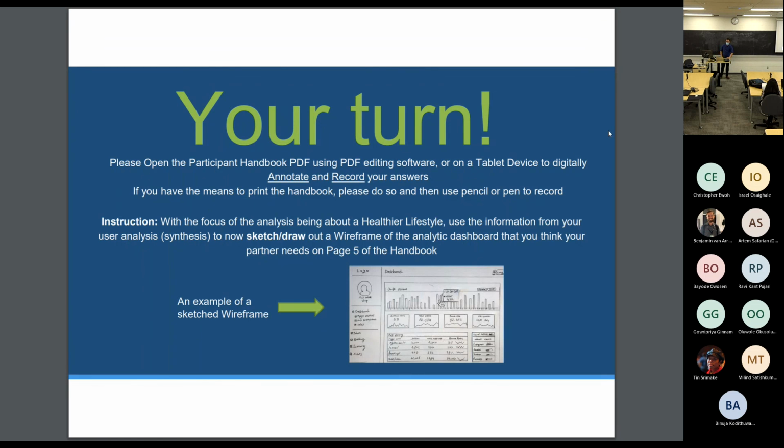So your turn now. You're going to go to page 5 of the handbook. And with the focus of the analysis being about a healthier lifestyle, we're going to use the information we got from the last few pages from our user who we're interviewing. And we're now going to sketch and draw out a wireframe for this dashboard that we think our partner could use, our partner needs in that handbook. Okay, so again, remember, just black and white. Try to get an idea of what types of charts we would use to track those statistics or analytics that they're interested in or that they need to achieve their healthy lifestyle. All right, so I'll open up the break rooms in Teams. Any questions?